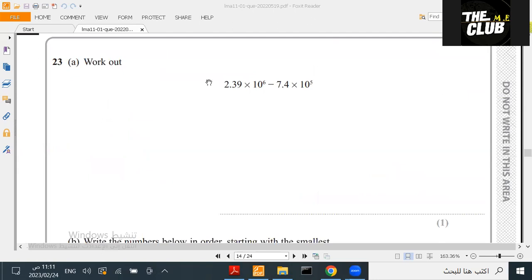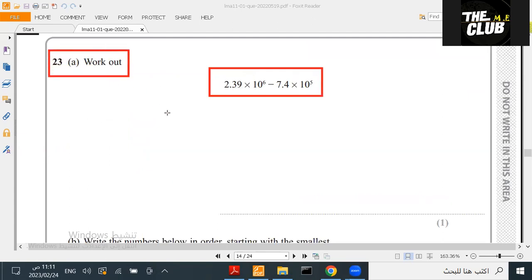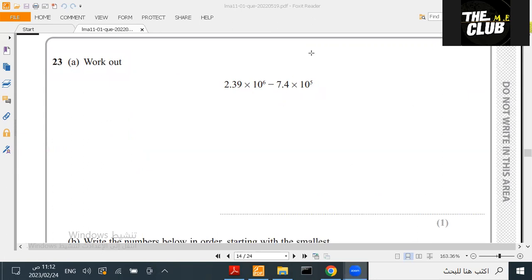23. Work out this calculation. You can put it all in the calculator, it will give you the answer. Like when they say work out and you have no MCQ answers, it means you have to show your steps. Okay? You can do it with a calculator to check only if it gives you the same answer. Now let's do it step by step.